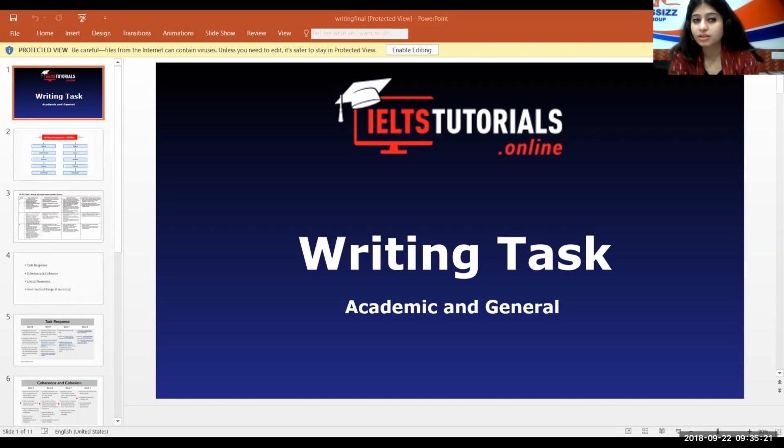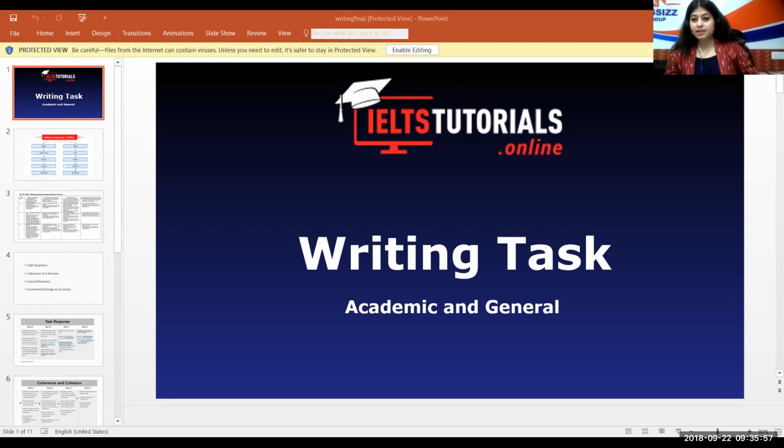There are 4 criteria. The first is task achievement, the second is coherence and cohesion, the third is lexical resource, and the fourth is grammatical range and accuracy. This is for your task 1. The word limit is a minimum of 150 words. There's no upper limit, but it is generally advisable not to stretch it too long because ultimately you would go out of focus and make more errors. So I would suggest definitely do not go way too overboard.